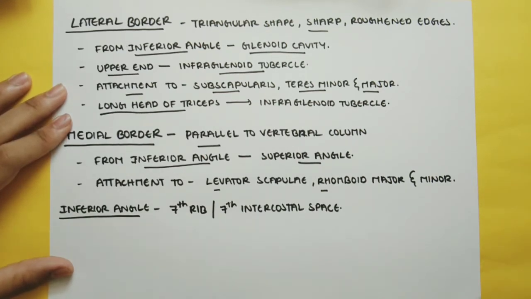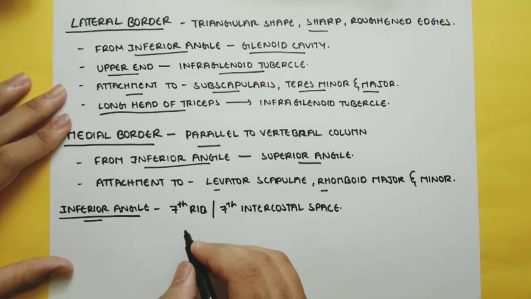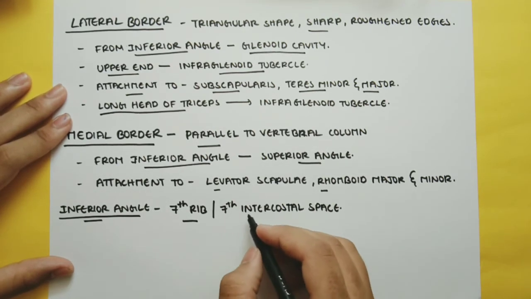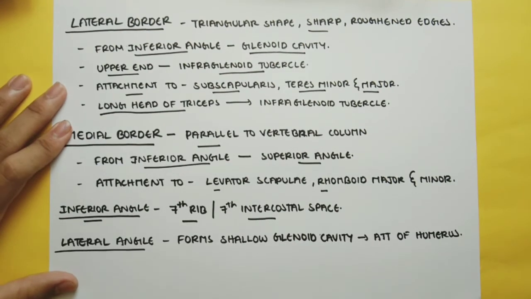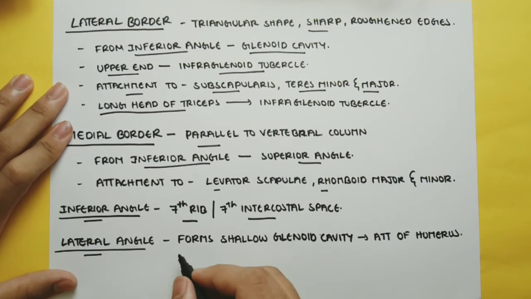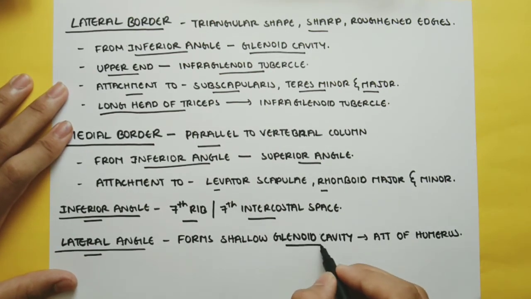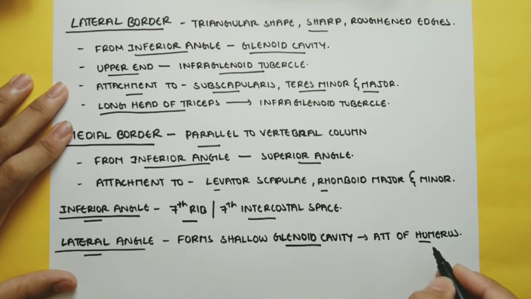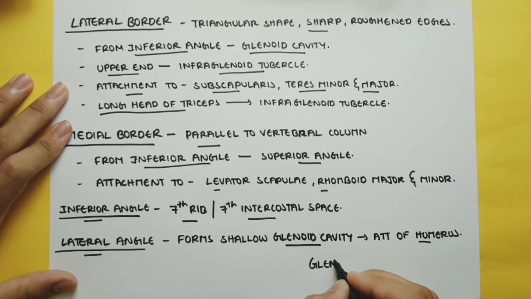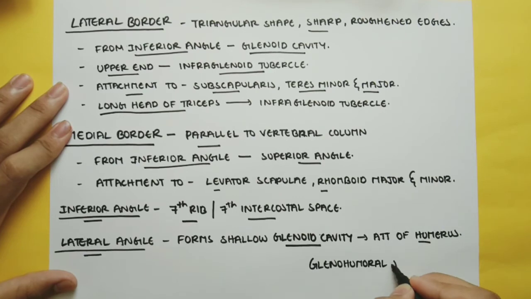Now let's talk about the inferior angle. The inferior angle lies over the 7th rib or the 7th intercostal space. Now about the lateral angle. The lateral angle forms a shallow glenoid cavity which helps for the attachment of the humerus to form the glenohumeral joint.